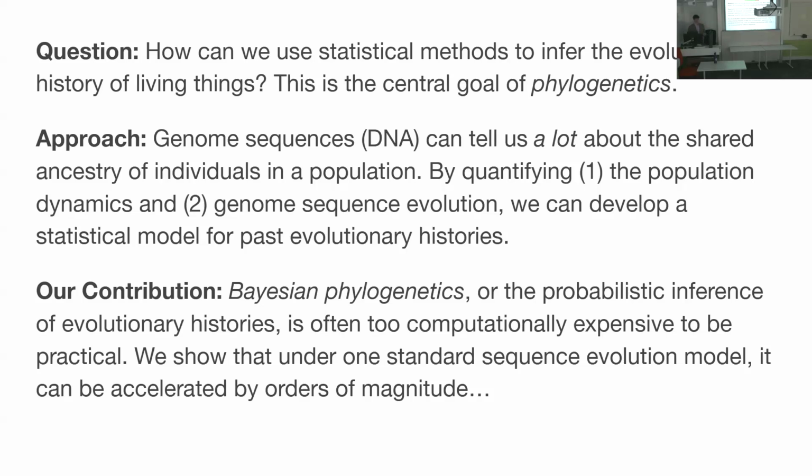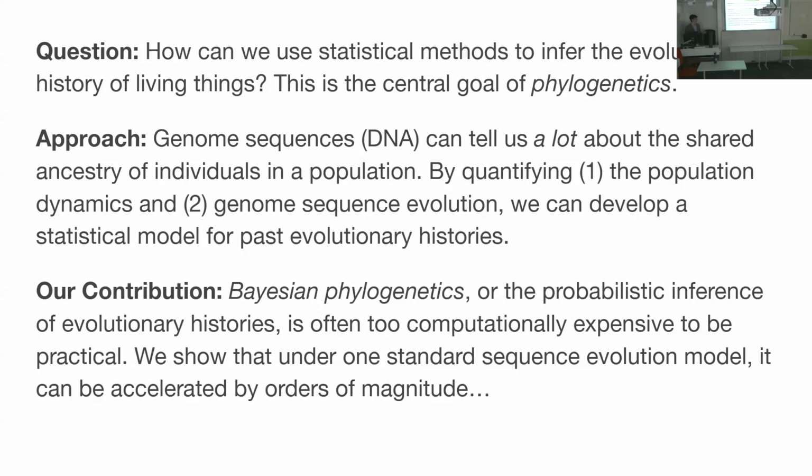The central question that phylogenetics hopes to answer is how can we use statistical methods to infer the evolutionary history of living things? We now live in a world where genomic sequencing data, in the form of DNA that can be read through lab experiments, is quite abundant. In fact, for something like the COVID-19 pandemic, we sequenced over 16 million cases and counting. And so it turns out that these DNA sequences we can collect from individuals in a population can tell us some very, very useful information about the past evolutionary histories we wish to reconstruct.